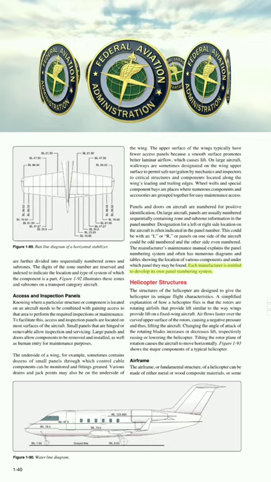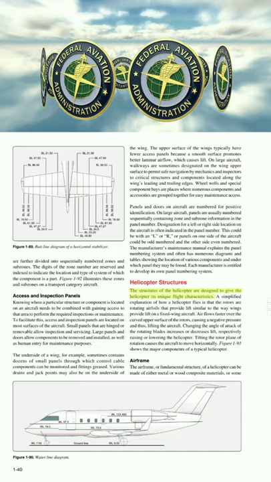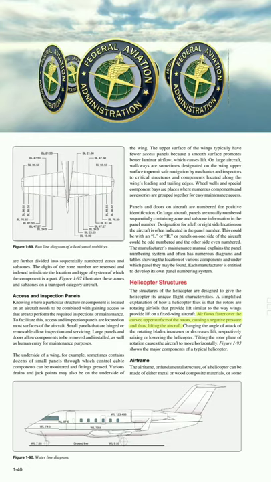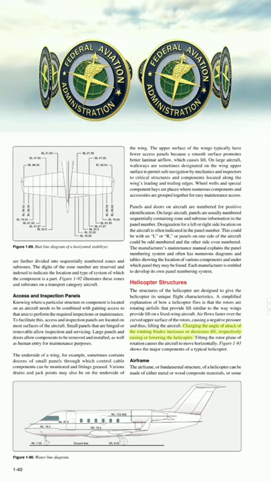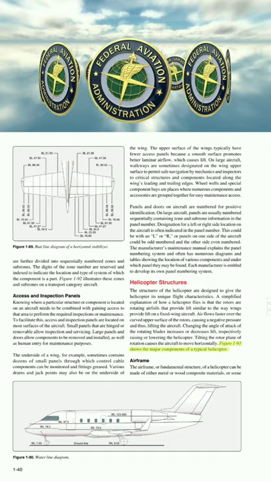Helicopter structures. The structures of the helicopter are designed to give the helicopter its unique flight characteristics. A simplified explanation of how a helicopter flies is that the rotors are rotating airfoils that provide lift similar to the way wings provide lift on a fixed-wing aircraft. Air flows faster over the curved upper surface of the rotors, causing a negative pressure and thus, lifting the aircraft. Changing the angle of attack of the rotating blades increases or decreases lift, respectively raising or lowering the helicopter. Tilting the rotor plane of rotation causes the aircraft to move horizontally. Figure 193 shows the major components of a typical helicopter.